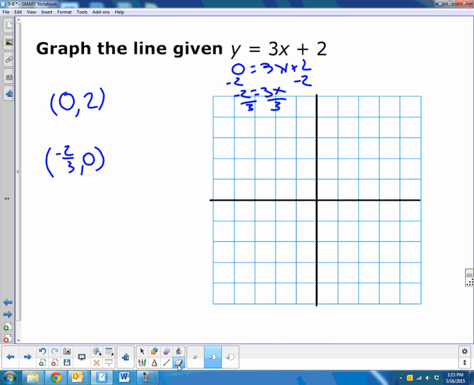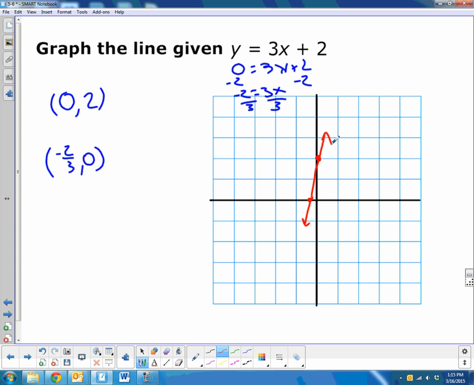And so we have those two intercepts. Now we can plot the points. We can graph the line. (0, 2) would be our y-intercept, and (-2/3, 0), about there. And we would have our graphed line. And that works. That's a fair amount of work.